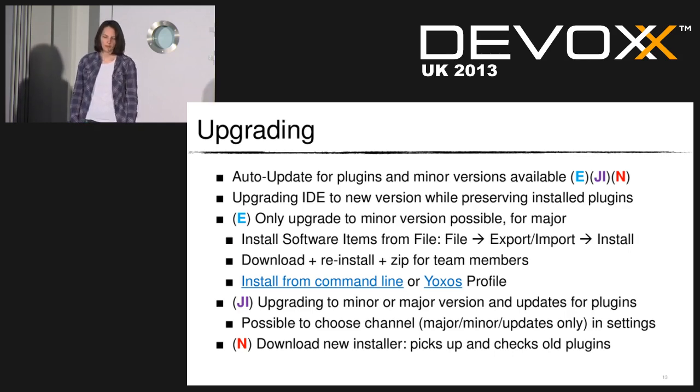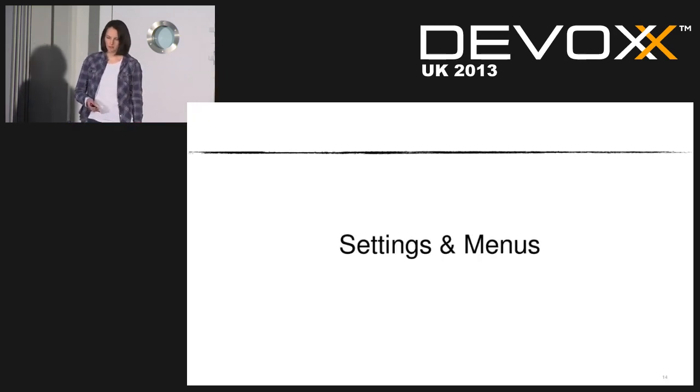This is also available from the command line, or you can create a Yoxos profile, which does it automatically for you. You can set it up so it will automatically start with a new major version if one is available. For IntelliJ, you can choose different channels to update to major and minor versions, and it will try to update directly by applying patches. If this is not possible, you are pointed to the new installer. And for NetBeans, you have to download the new installer, but it will pick up all the plugins which were previously installed and check if they are still compatible.